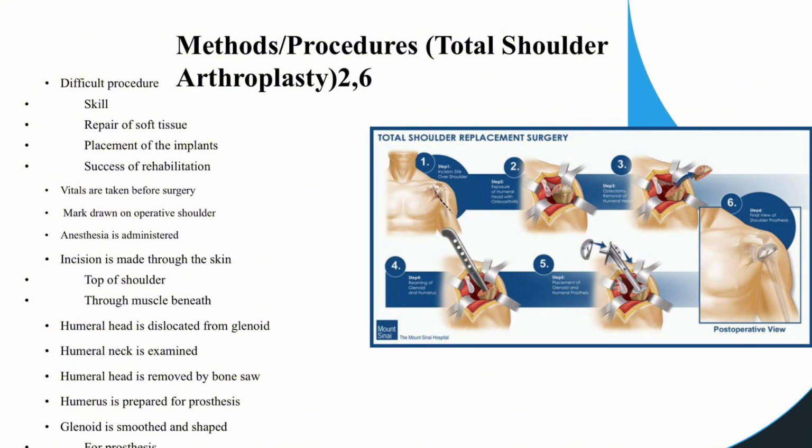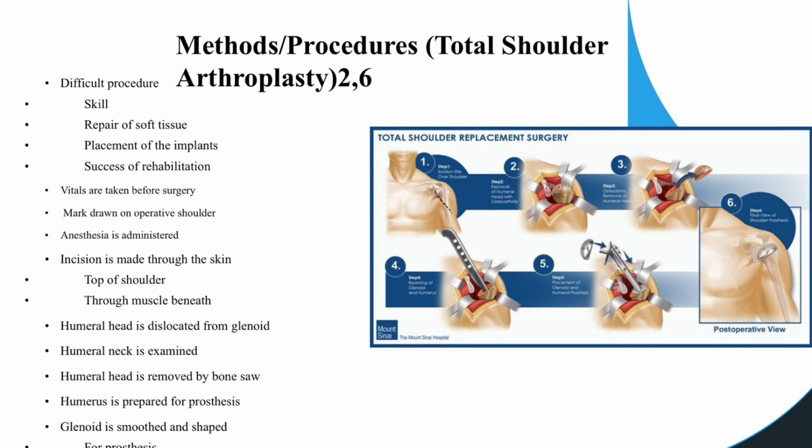So of course, before any surgery, you want to monitor the vitals of your patient before and during the surgery. At least in the source that I found, it said to draw the incision marks beforehand to know where to go, and also to give anesthesia. When you make the incision, it's going to be made at the top of the shoulder, through the muscle, around the curve of the deltoid.